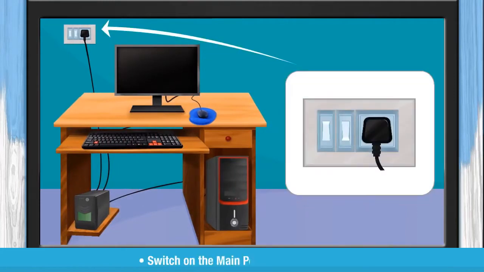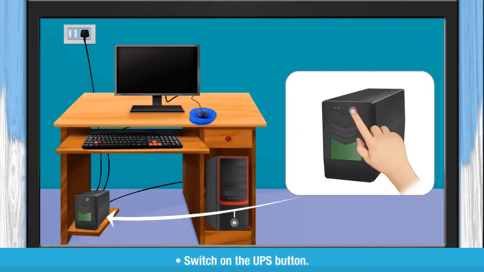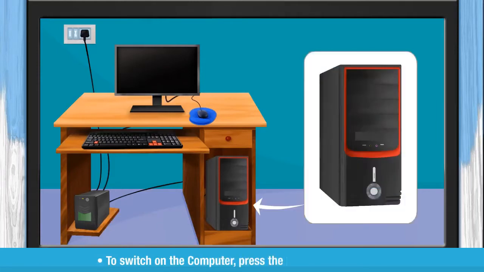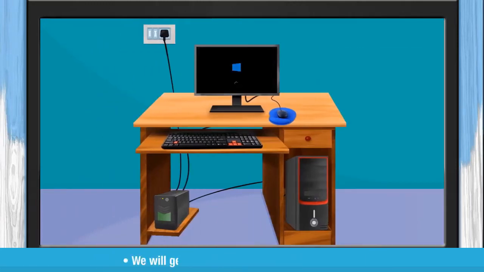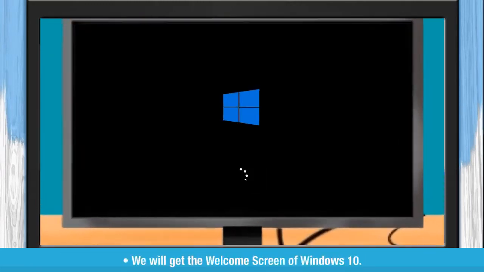Switch on the main power supply button. Next, switch on the UPS button. Then, to switch on the computer, press the power button of the CPU. We will get the welcome screen of the computer.